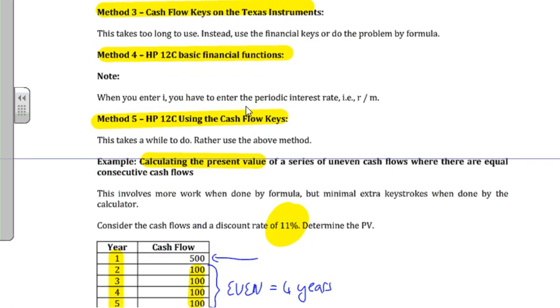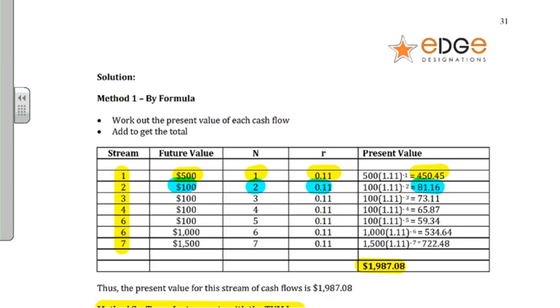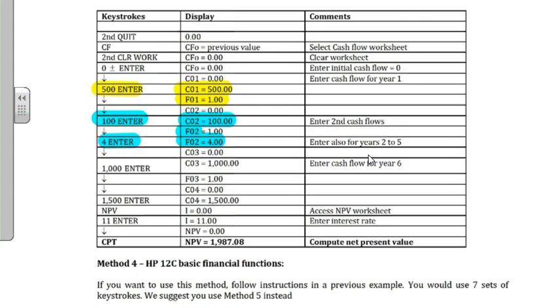Why? Because remember, guys, it was that particular cash flow of 100 that happened when? In year 2, was repeated in year 3, year 4, and year 5, a total of 4 times. Now when the calculator says F, frequency, how many times do you want to repeat cash flow number 2 of 100? You say 4 times. In other words, cash flows from year 2 to 5. Everybody comfortable? And that's going to save you a whole whack of time.